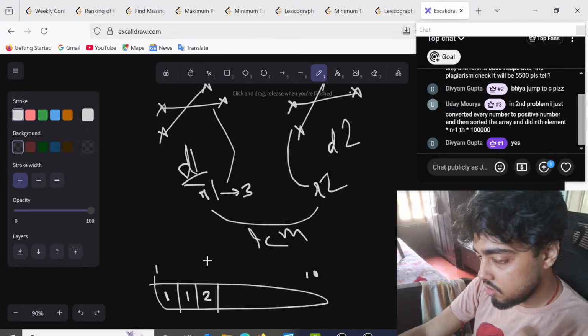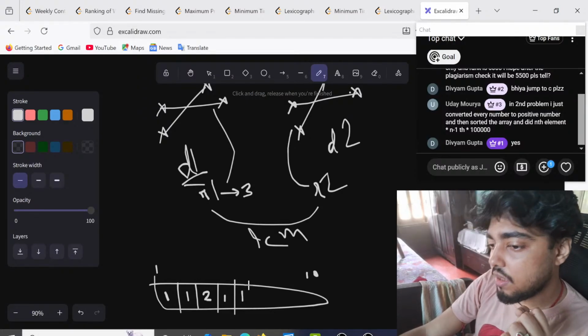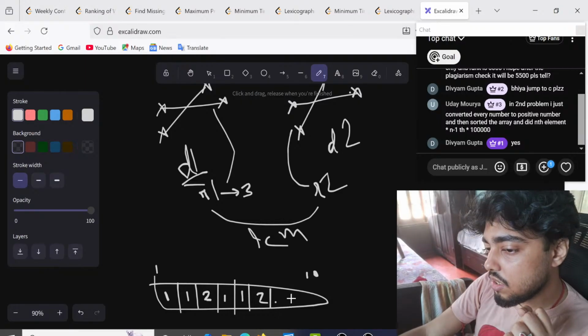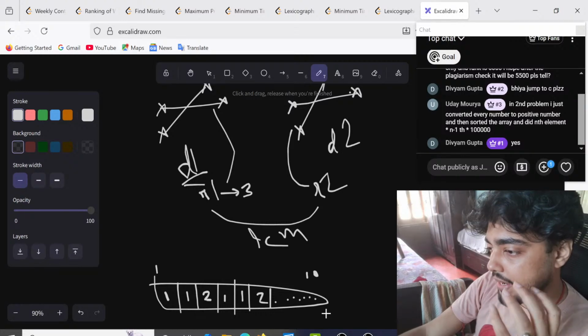Now I will give it to drone 2. Then again R1 comes, so I will give it to drone 1. And again drone 1 is free, so I will give it to drone 2. So it is a kind of greedy algorithm, right? In the beginning.